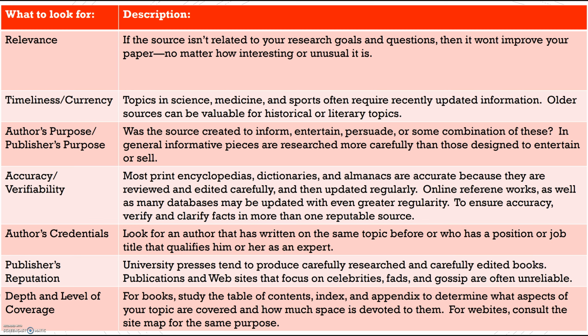So when we talk about relevance, we're talking about, is what you found related to what you're actually arguing? You can't write a research paper about monkeys and pull an article about snakes.